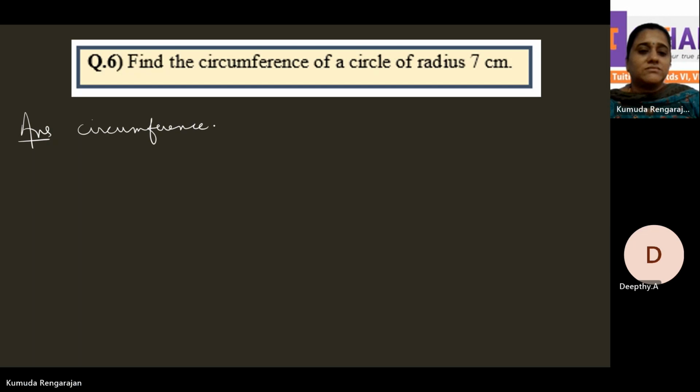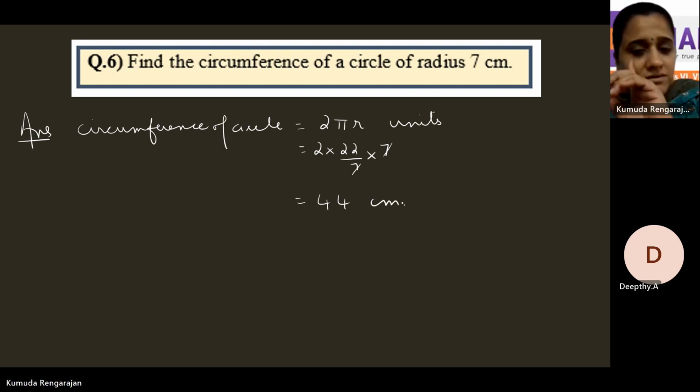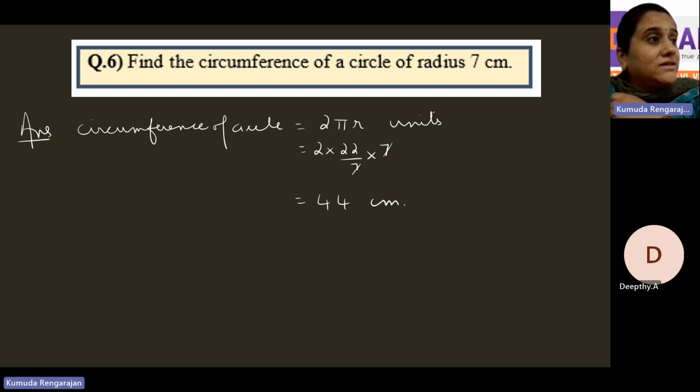Circumference of a circle is equal to 2 pi r units. So that is 2 into 22 by 7 into 7, which is 44 centimeters. Very good. When radius is given, we'll use the formula 2 pi r. When diameter is given, we'll use pi d. Circumference is equal to pi d when diameter is given, 2 pi r when radius is given.